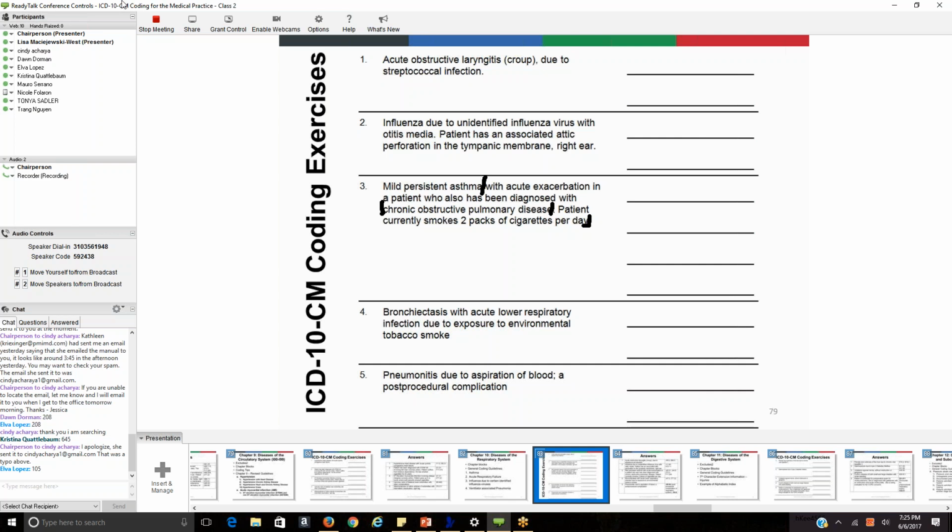And really the op note doesn't specify anything else other than chronic obstructive pulmonary disease. So that would be the code that we would have to use, is the J44.9. Then we would look at, from J45, the tobacco dependence code and the tobacco use code. So tobacco dependence, we would go to F17. And this patient smokes cigarettes, 2 packs a day.